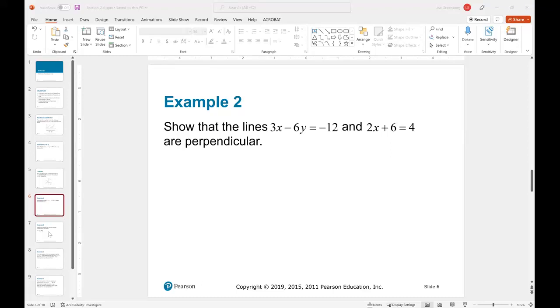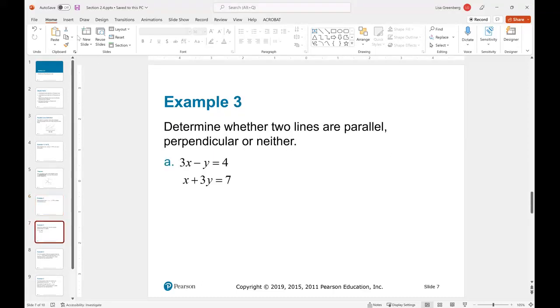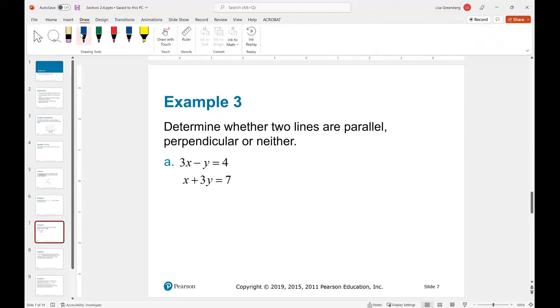Oh, I know why I'm using the pen wrong. Let me use this, that way I don't have to keep erasing. Okay, again, determine whether two lines are parallel, perpendicular, or neither.